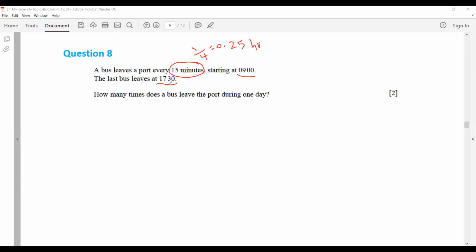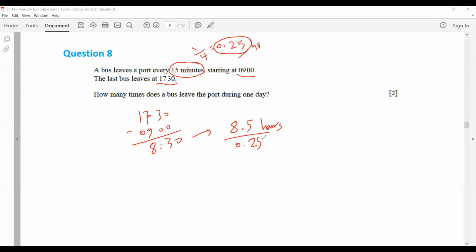So let me find the answer in hours and then I divide it by that to see how many times the bus leave, okay? So 17:30 minus 9, that would be 8:30. So 8 hours and 30 minutes, which is actually 8.5 hours, right? And then we want to see how many of these quarters we can fit into 8.5 hours. So you divide 8.5 hours by 0.25 and the answer would be 34 times.